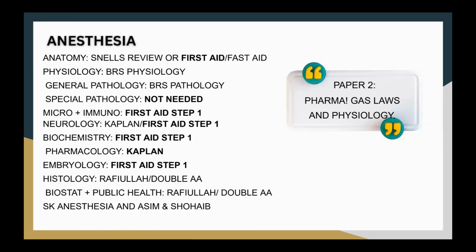So for anesthesia, the sequence is almost the same, but there are 2 differences. Special pathology is not much needed. You can review it very lightly from the first aid or even from the one-liner book. But for pharmacology, you have to go through Kaplan in detail. That is the difference, because the rest of the things can be covered from the remaining books.